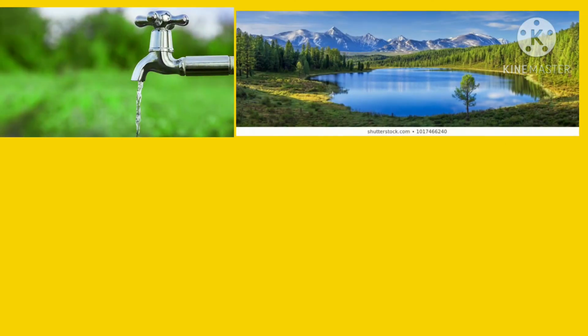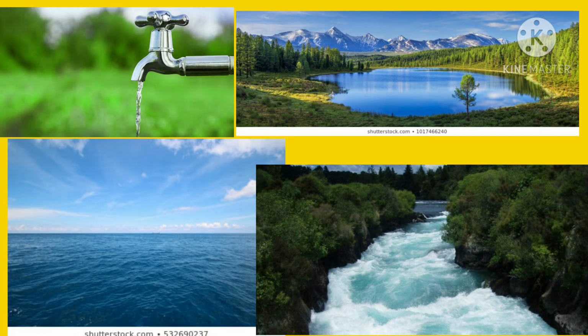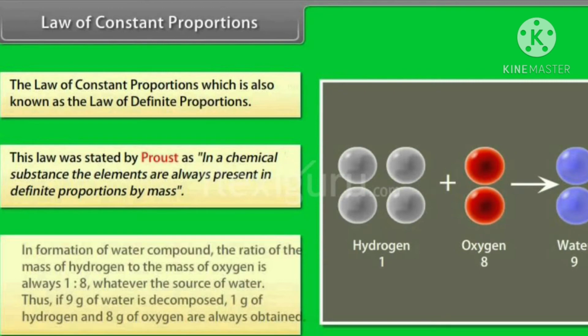Similarly, Proust took water from different sources. That means he took samples of water from tap water, from a lake, from the sea, from a river, and so on. He took these different water samples and found that the percentage of oxygen and hydrogen, as we know that water is a compound made from hydrogen and oxygen, was the same in all samples. There was no relation between the place from where the sample came and its composition.